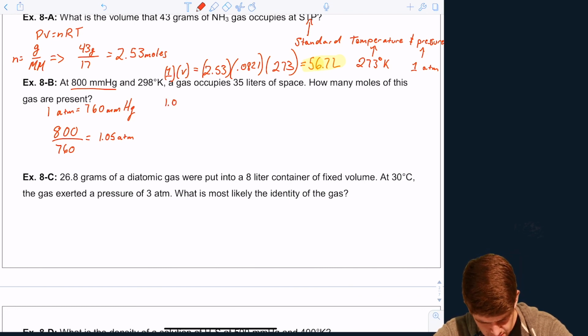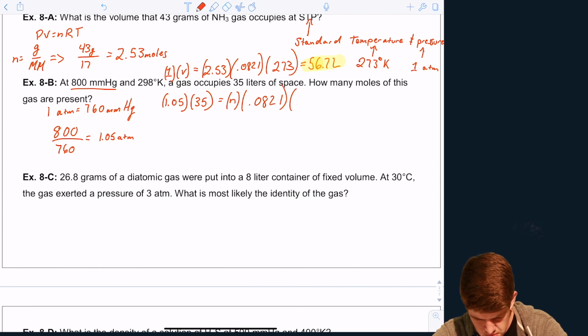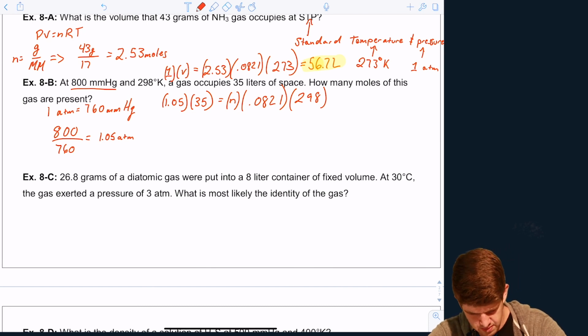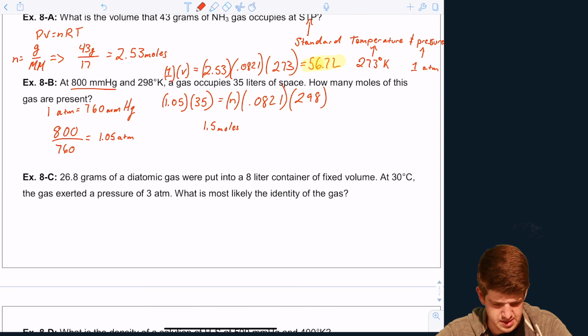Pressure is 1.05. This occupies 35 liters of space. We are looking for moles, gas constant, and then 298 degrees Kelvin. So we have 1.5 moles of this gas.